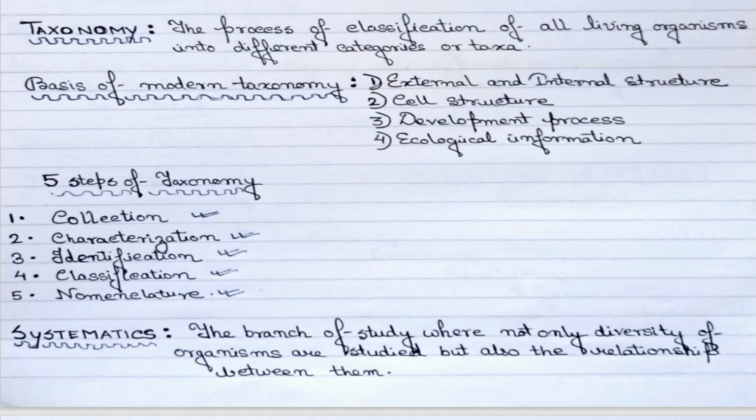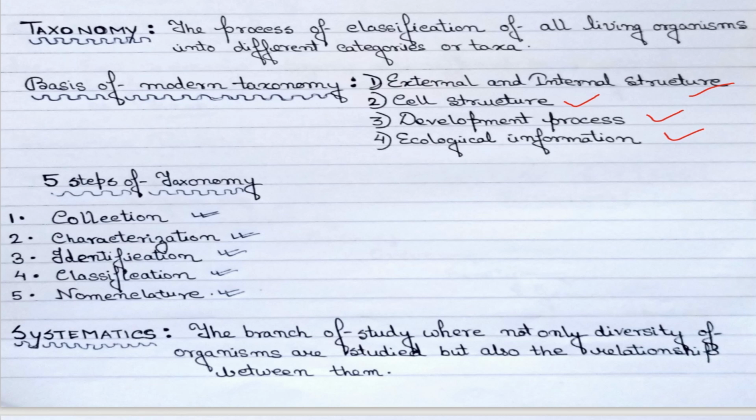Now, what are the bases of modern taxonomy? It is based on internal and external structure. Internal structure means cell structure; external structure means things like leaves, stems, petals, its developmental process, and also certain ecological information.